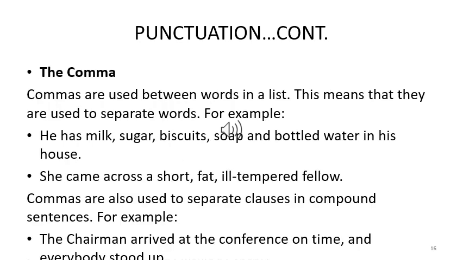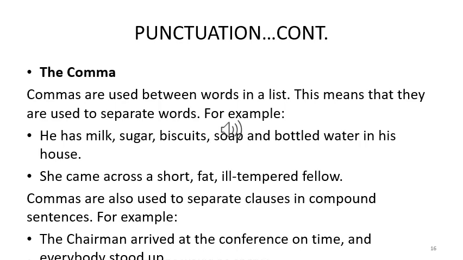So the comma is used between words in a list. That's one way of using the comma. And this means that they are used to separate words. For example, he has milk, sugar, biscuits, soap, and bottled water. So the comma in this case, when you have a list, you are using the comma in place of and, because using and will be too repetitive.